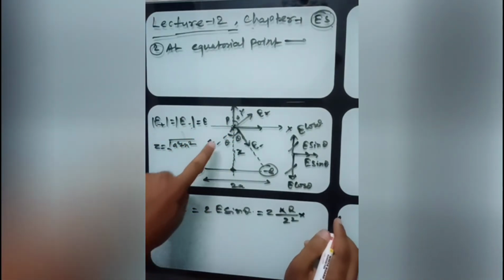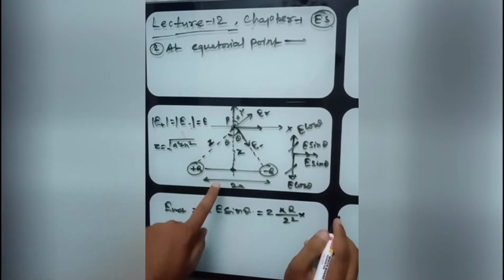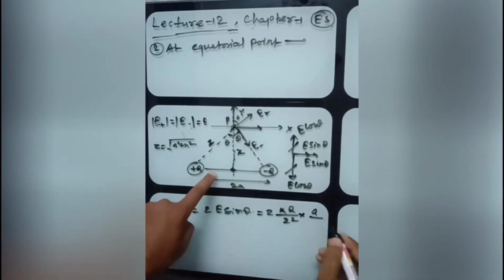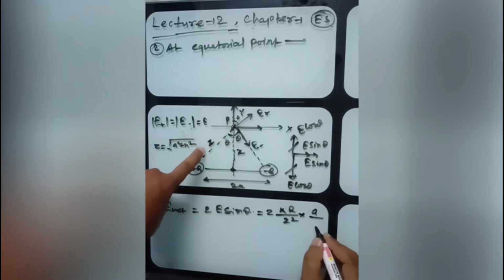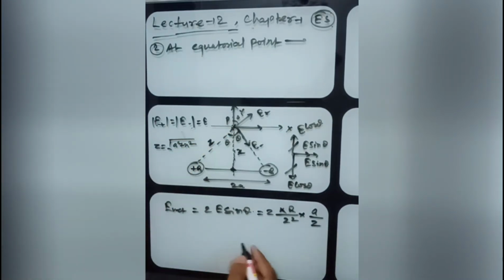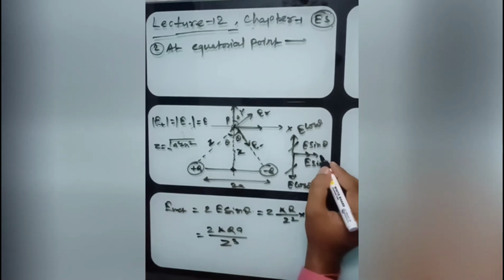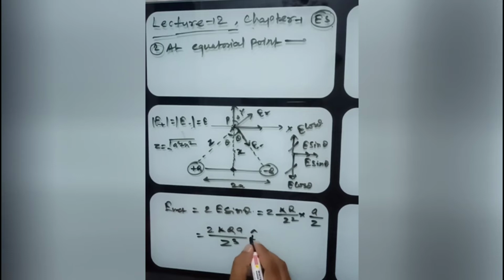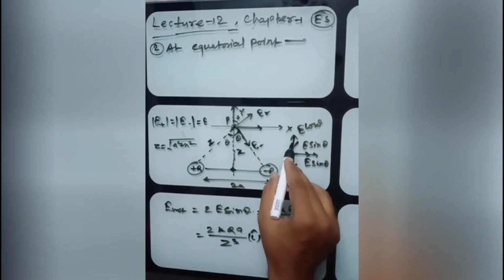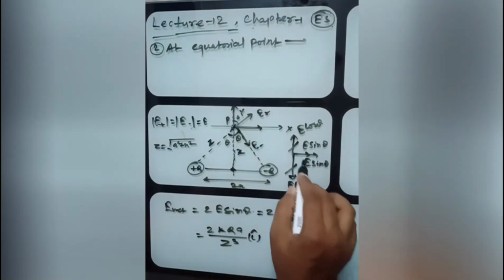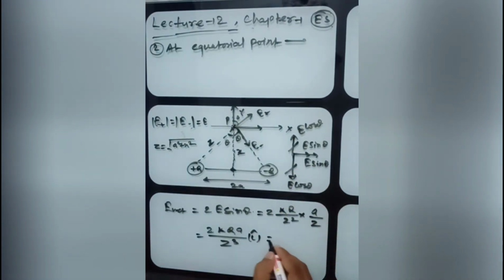Sin theta can be written as p by h. The perpendicular will be a, and h, the hypotenuse, is z. So we can write 2kqa over z cube. Now the direction, students: we are getting it along the x axis. You can see the two components cancel out, and we only have the value along the x axis. This can also be written as q times 2a.